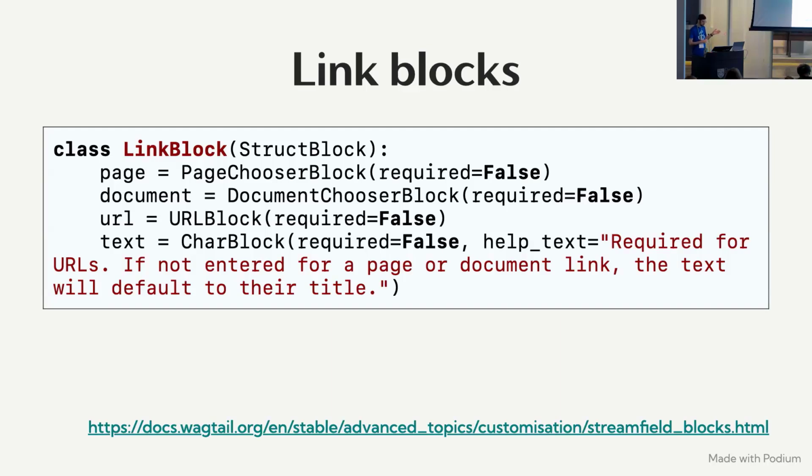As the help text for the text block notes, we want to require it for external links. But if we were using a page or document link, it could be optional because you could just use the page title or the title of the document as given in the Wagtail database. So everything needs to be set to not required due to the different combinations that we may want to allow here. And then we want to validate that exactly one of the link type blocks has been populated, and that if that is the external link URL block, then we want to also require the text block.